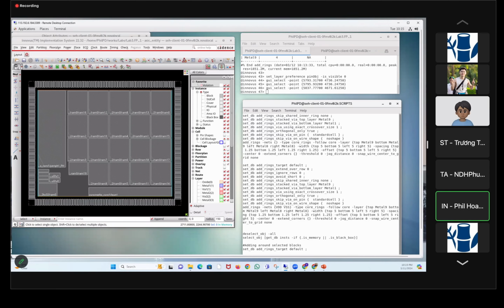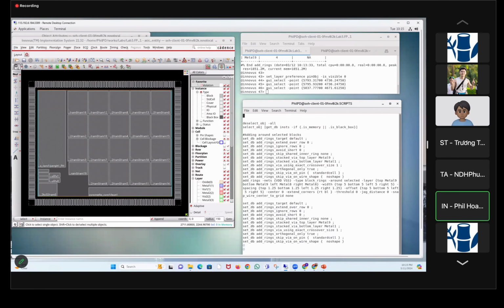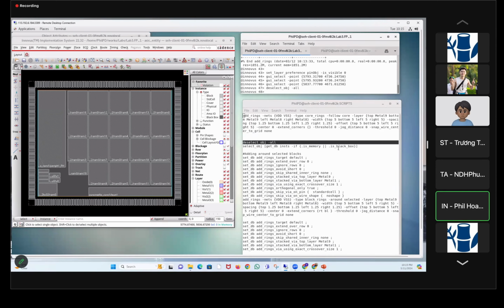So I did the core ring, and then the next one we do is the block rings. So first of all, you need to make sure you only select the blocks that you want. So you should deselect everything first, in case you clicked on an IO cell somewhere. To be safe, you want to deselect it all, and then you select memory and black box, meaning all the macros, right? If there's a black box here, you want to select them too. So you're going to build a ring around each of those.